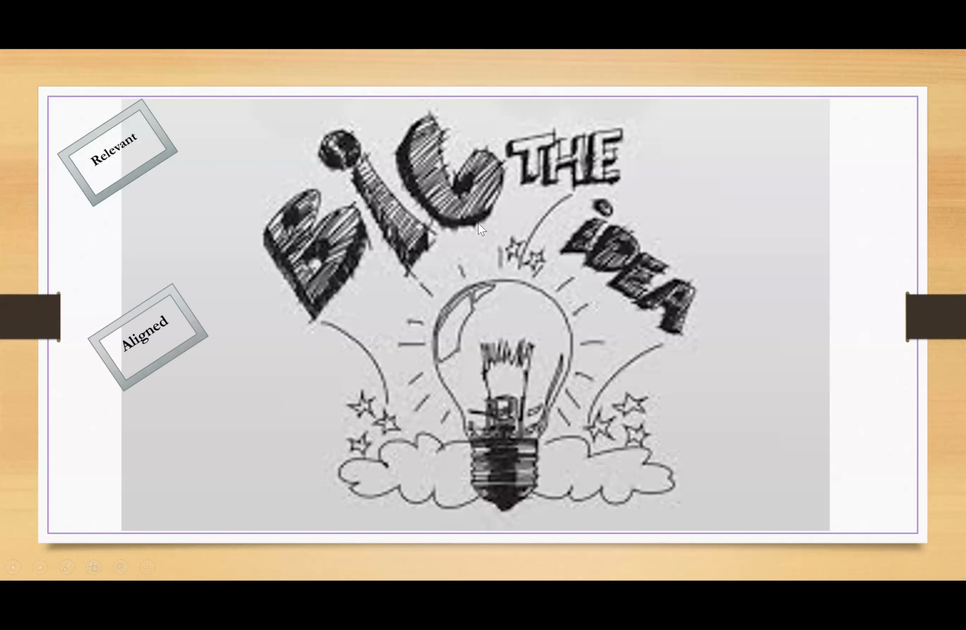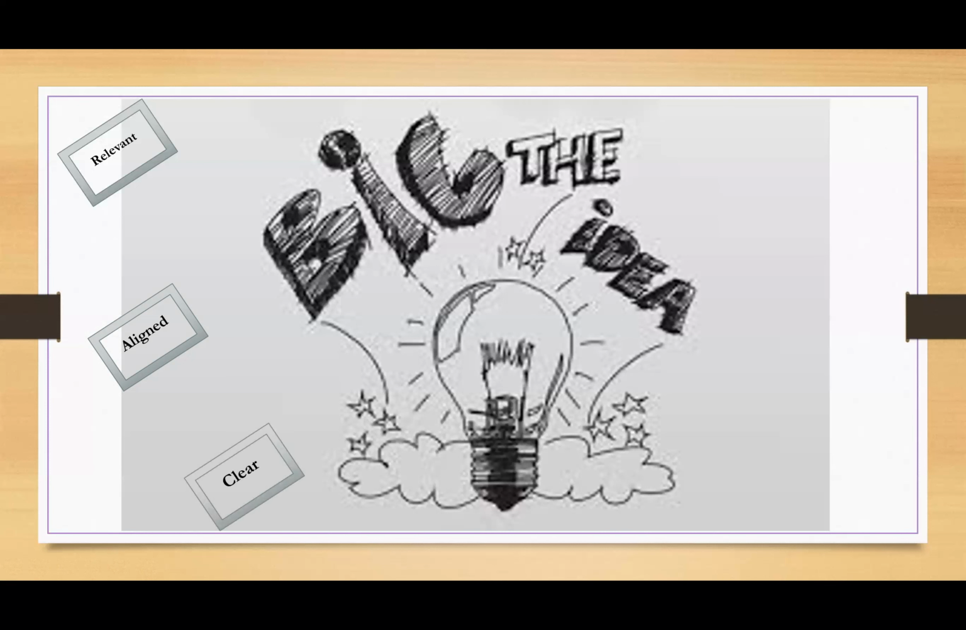Aligned. A good big idea should capture the essential understanding or knowledge that students are expected to gain by the end of the lesson. It should capture the central understanding that students are expected to acquire, and it should reflect the core concepts and skills outlined in the learning objectives.